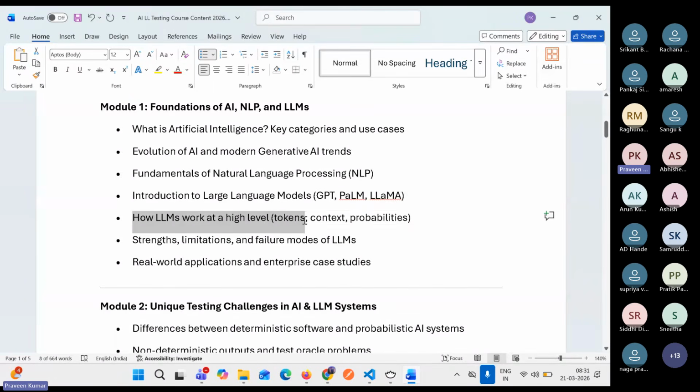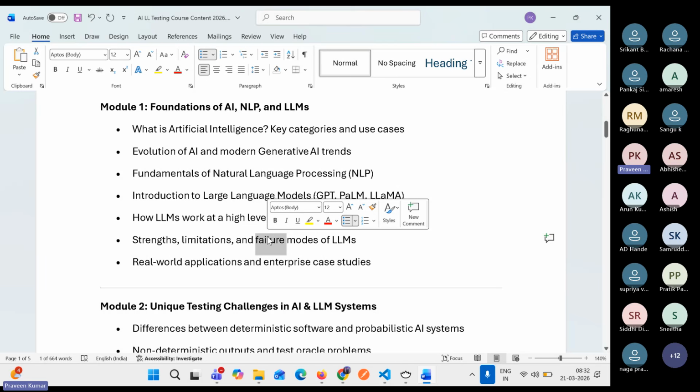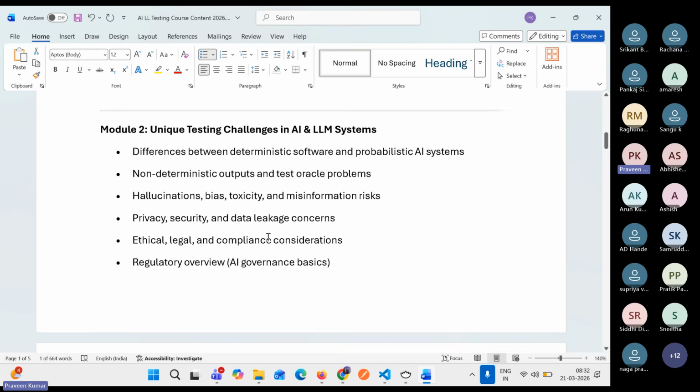How an LLM works at a high level, what is a token, what is context, what is probability. This is what we were talking about. The probability that you see is how the LLM will return you the value, right? Response, it predicts the value. It does not give you the correct answer. When you say 2 plus 2, it does not give you the correct answer 4. It predicts the value as 4 depending on the logic it has been taught, right? What are the strengths, limitations, and failure modes of the LLM? One of them you have seen live, right? What are the failure modes? And that's where the LLM comes in as part of testing.